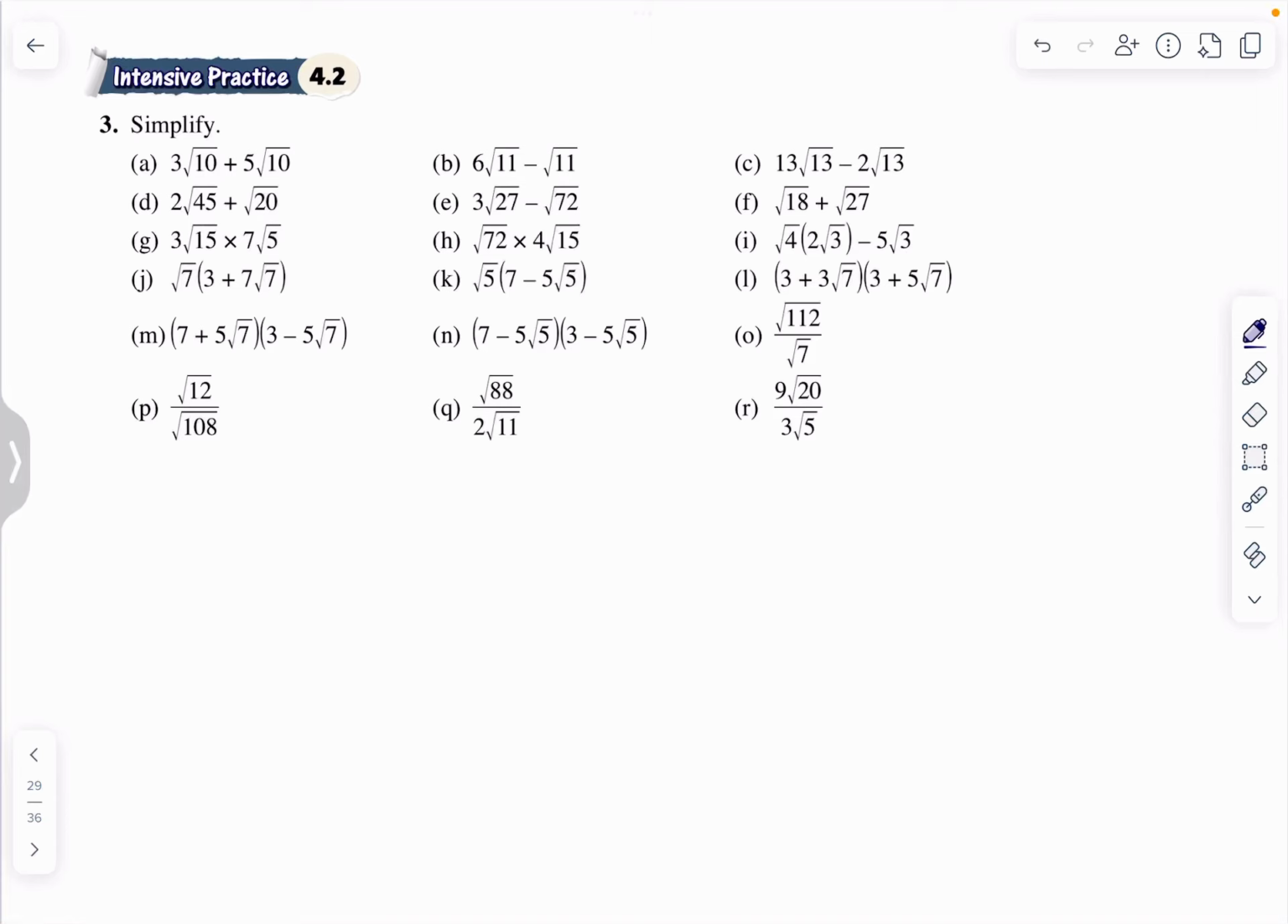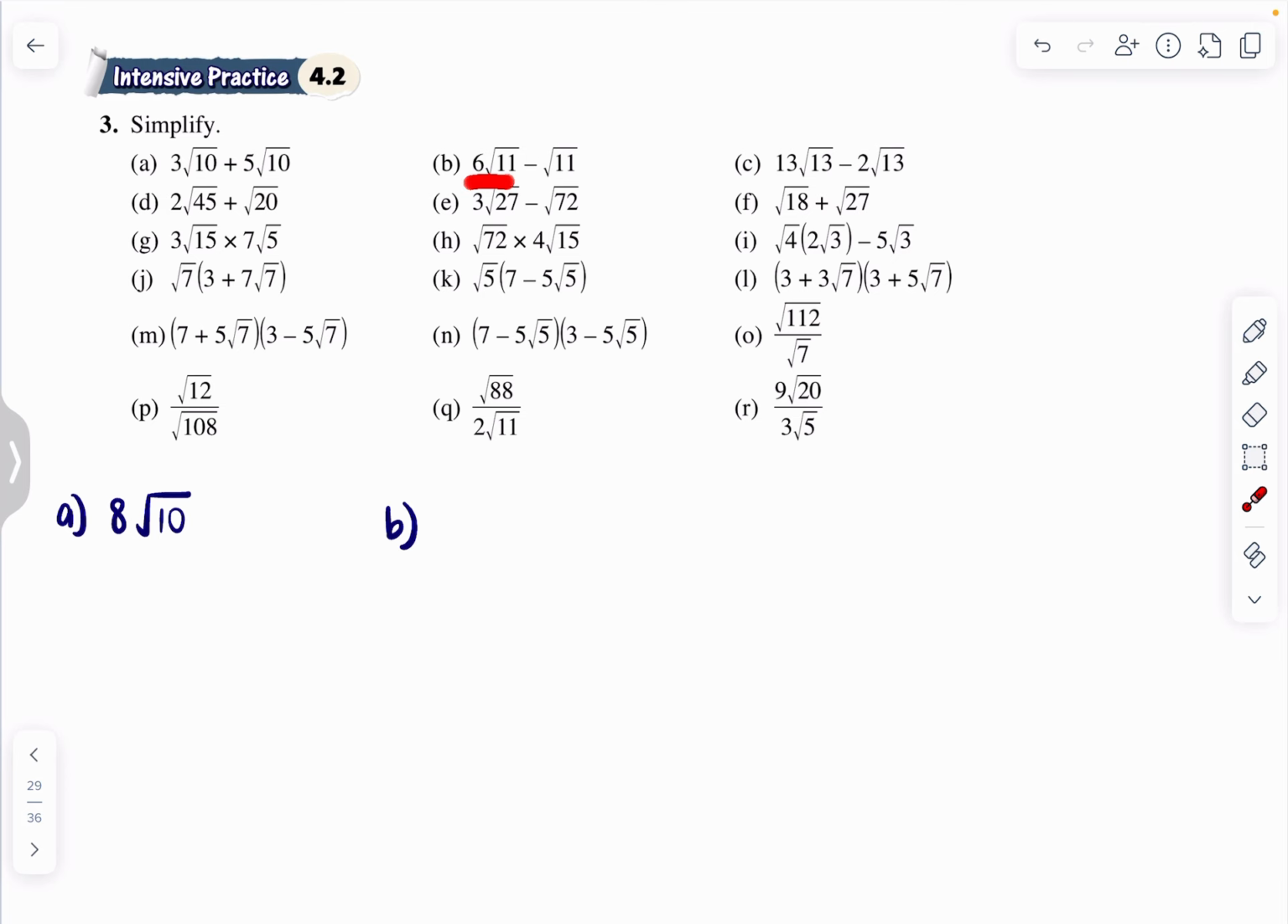Intensive practice 4.2 question 3. So here they want us to simplify, right? Let's look at A. So we have 3 surd 10 plus 5 surd 10. So 3 oranges plus 5 oranges, we get 8 oranges. 8 surd 10 lah. And B.